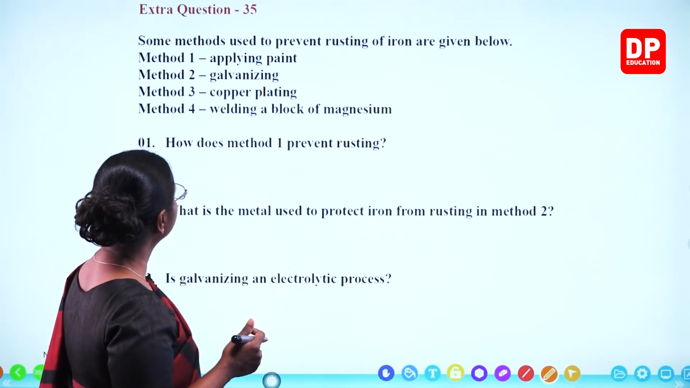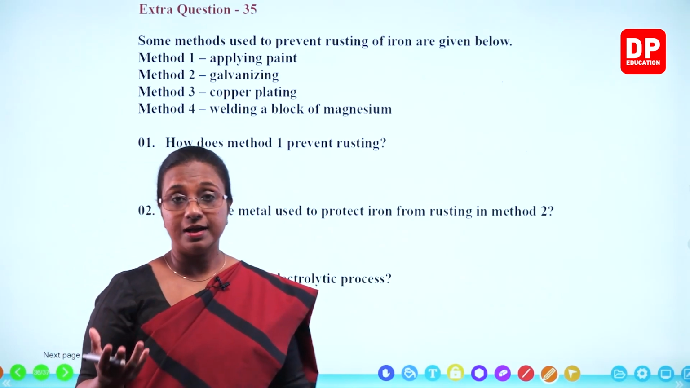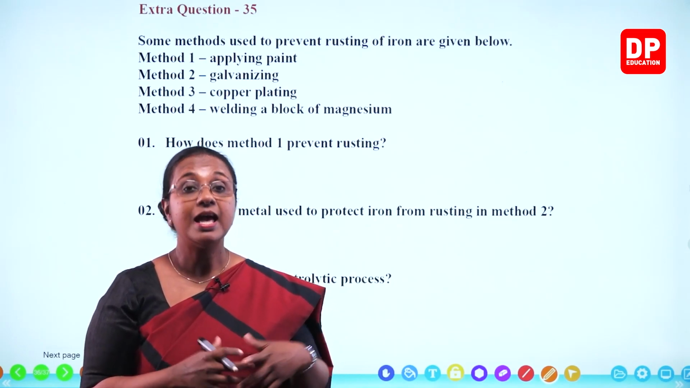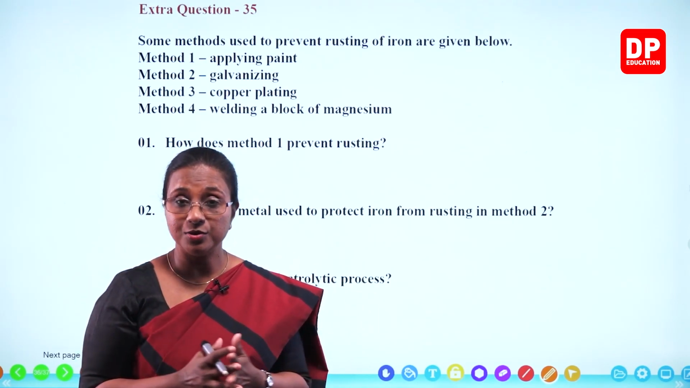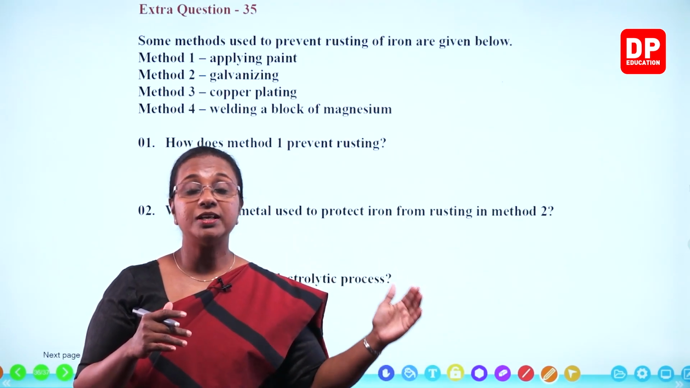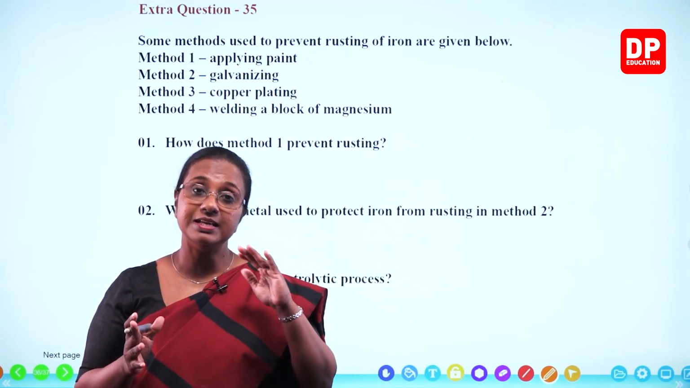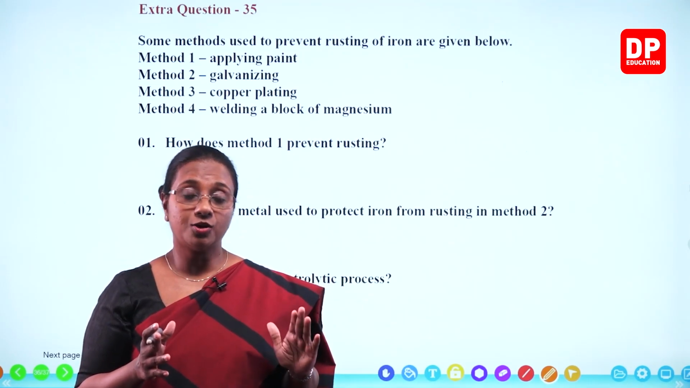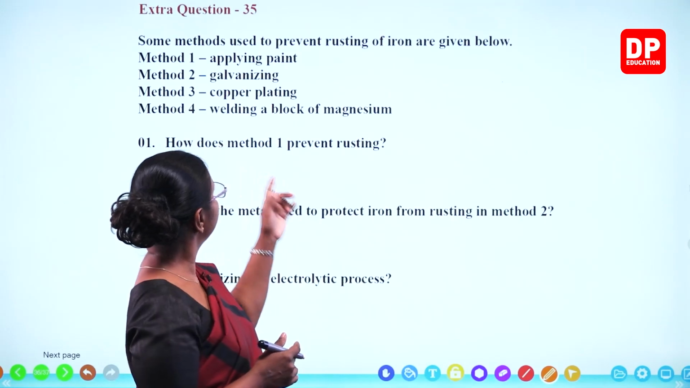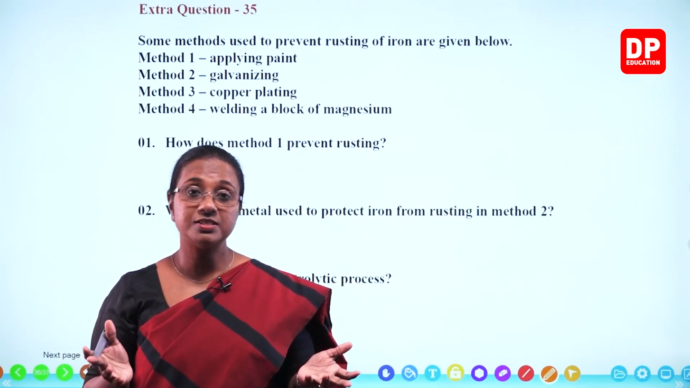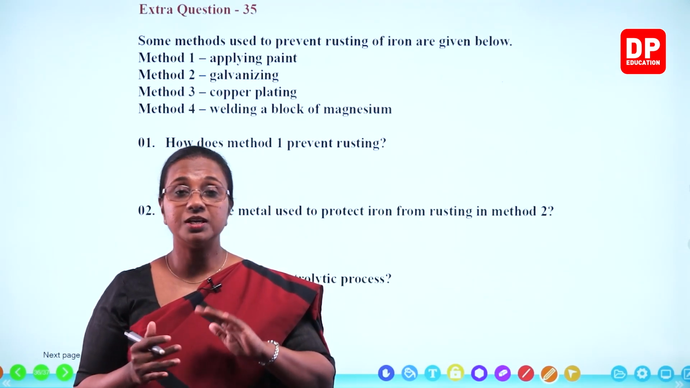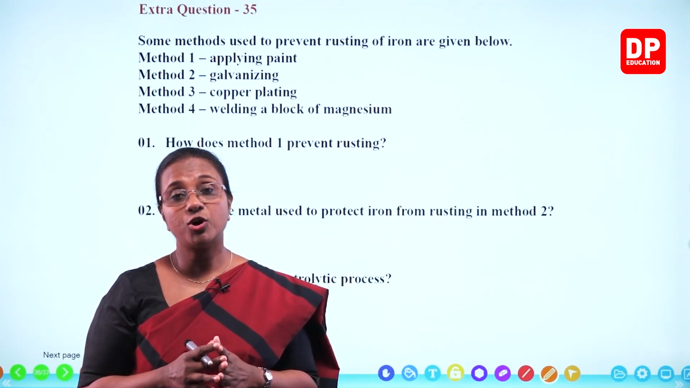So there you can remember, when we do galvanizing, we coat zinc over iron. Applying paint, paint is applied over iron. In those instances, the contact of water and oxygen with iron is cut off. So because of that, iron does not rust. When we say copper plating, they are also the same thing, copper plated iron object. There is no contact of oxygen and water with iron.